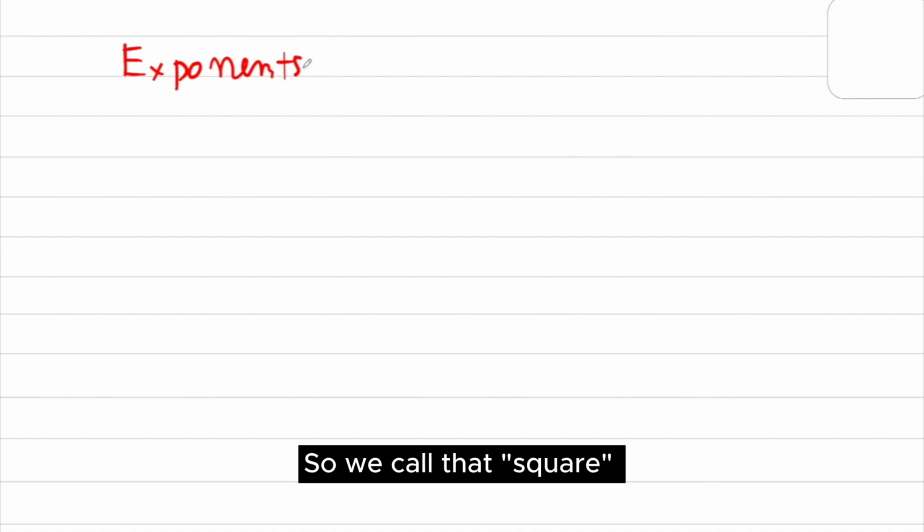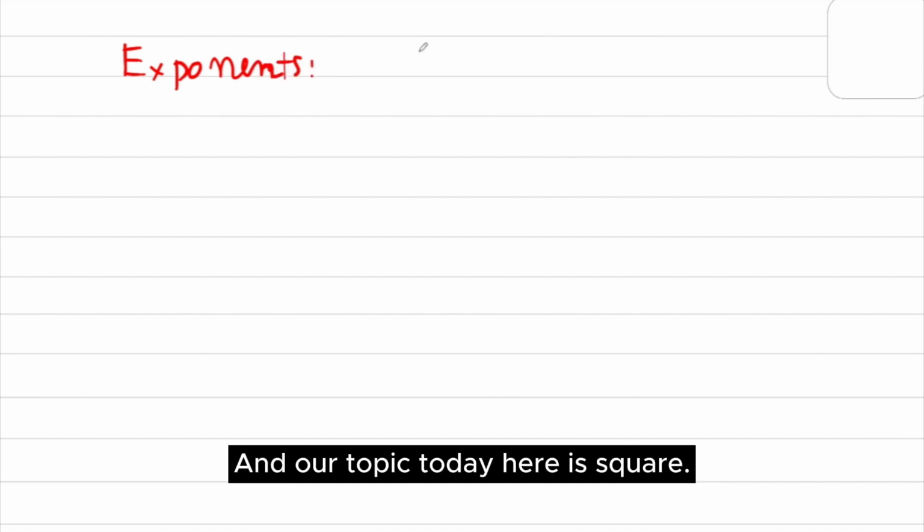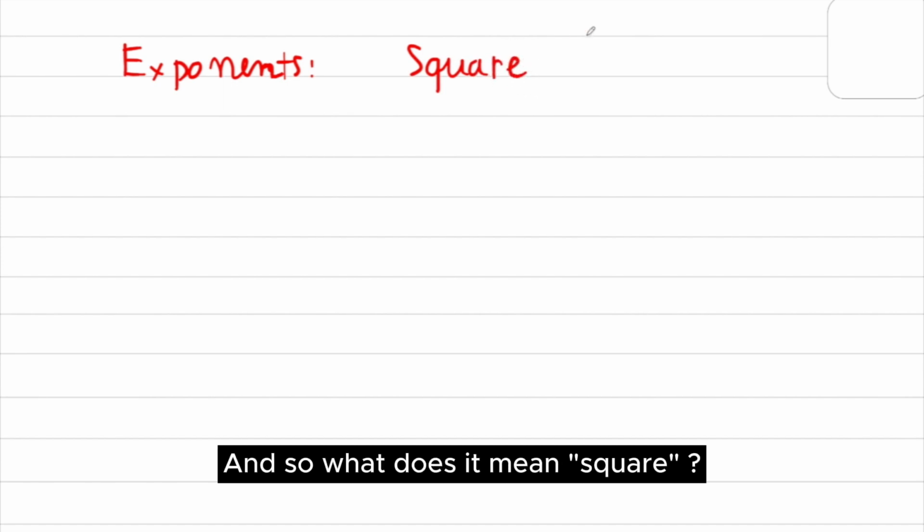In this video, I will introduce you to indices, or exponents. The first definition about exponents is something very easy: a number multiplied by itself. We call that a square, and our topic today is the square. So what does square mean?